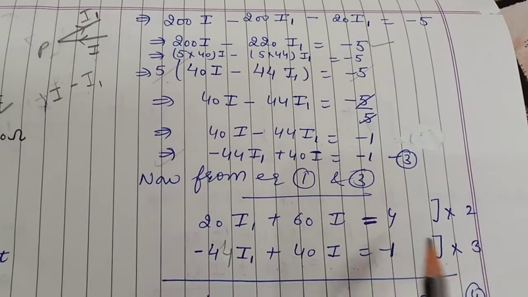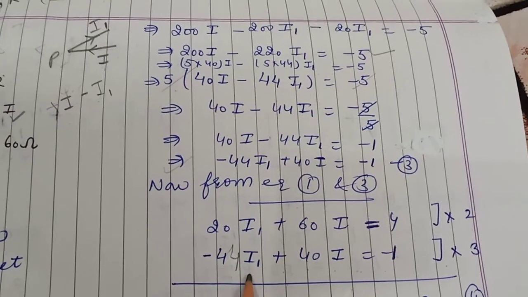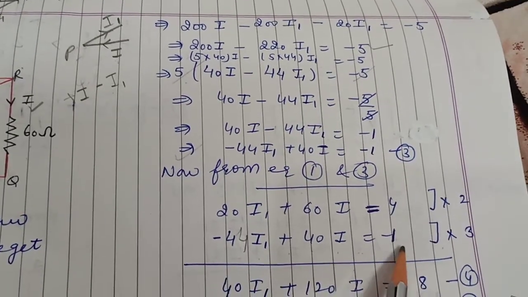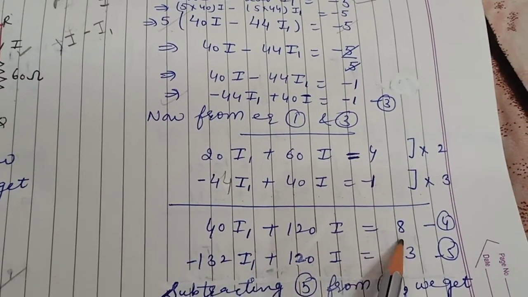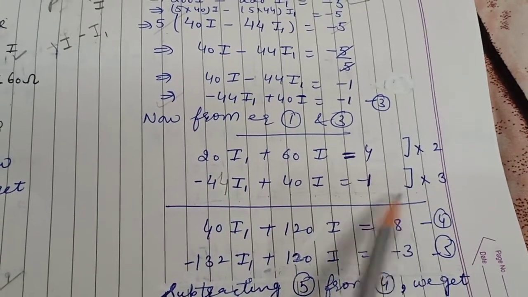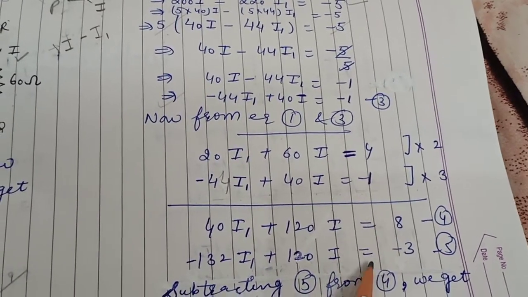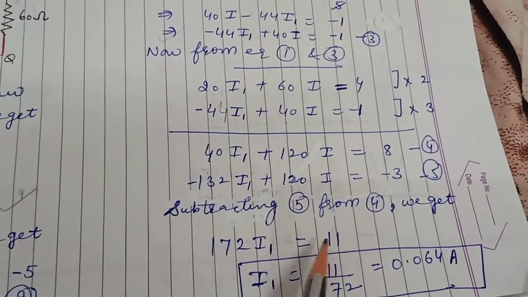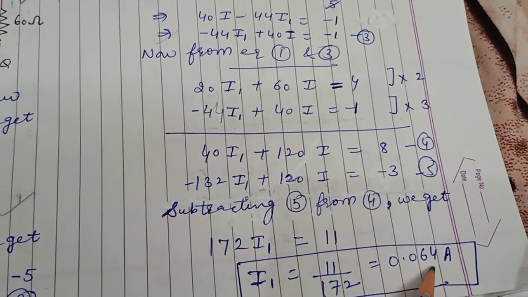So from equation number 1 and 3: 20I1 plus 60I is equal to 4, and minus 44I1 plus 40I is equal to minus 1. Multiply equation number 1 with 2 and equation number 3 with 3. We get 40I1 plus 120I is equal to 8, and minus 132I1 plus 120I is equal to minus 3. Take this as equation 4 and this as equation 5. Subtracting equation number 5 from 4, we get 172I1 is equal to 11. So the value of I1 is 11 by 172, which is equal to 0.064 ampere.